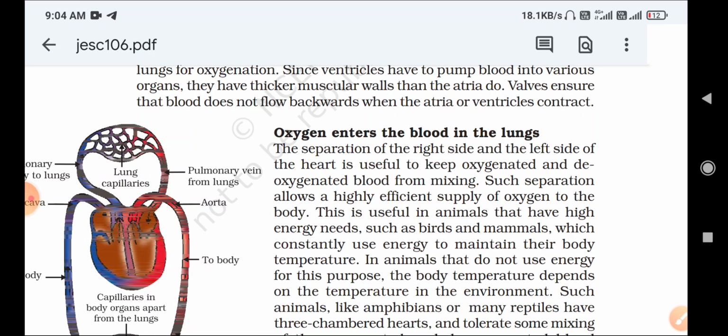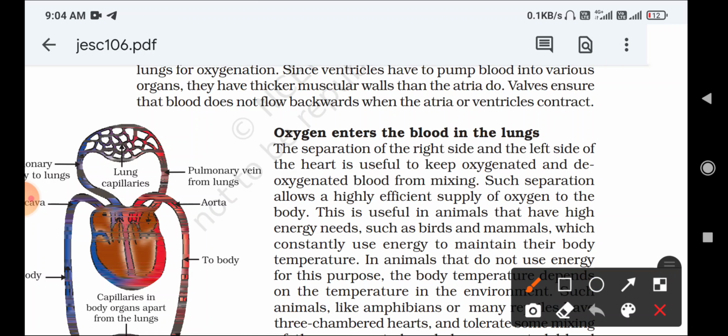Today we're starting the class 10th chapter number 6 biology section, Life Processes. The previous videos of this chapter are given in the link in the description. Once you have to check the previous videos of this chapter. Okay, the next topic is how oxygen enters the body.